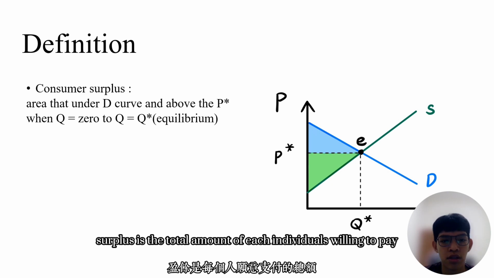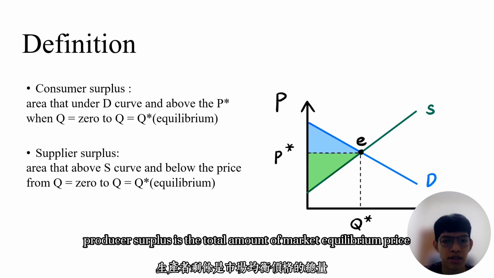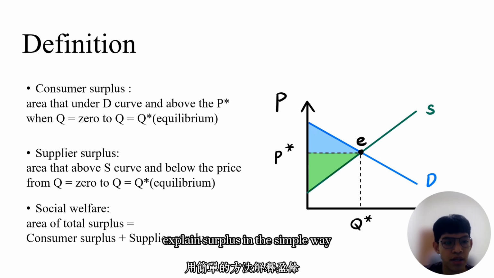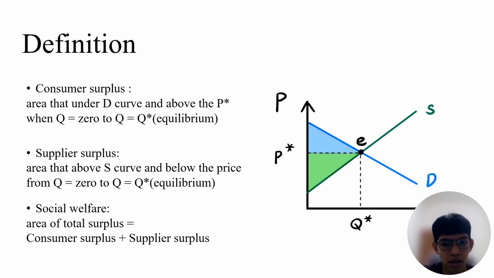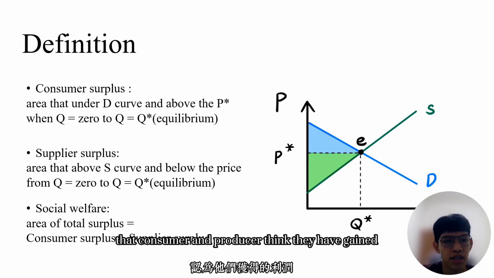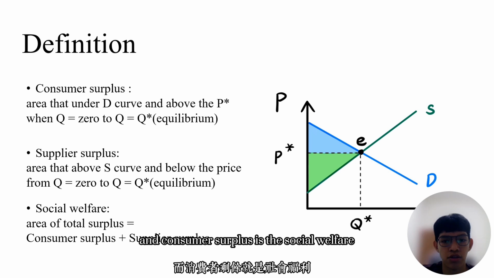Consumer surplus is the total amount of each individual's willingness to pay minus the market equilibrium price. It's the blue area in the graph. Producer surplus is the total amount of market equilibrium price minus each individual's willingness to sell. It's the green area in the graph. Explained in a simple way, it quantifies the perceived profits that consumers and producers think they have gained. In this case, the sum of producer surplus and consumer surplus is the social welfare.